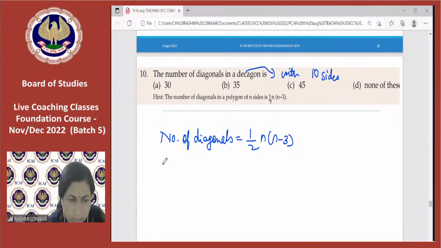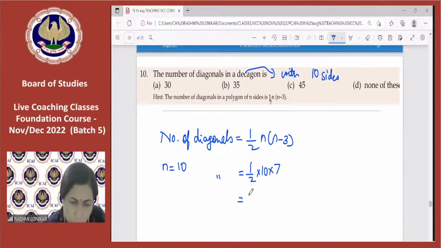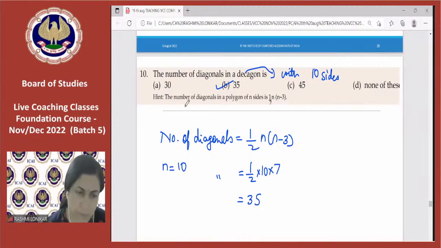So how much is n? n is equal to 10. So number of diagonals will be equal to 1/2 into 10 into 10 minus 3, which is 7. So 70 upon 2, this is equal to 35. Okay. Yes. So 35 will be the answer. Right.